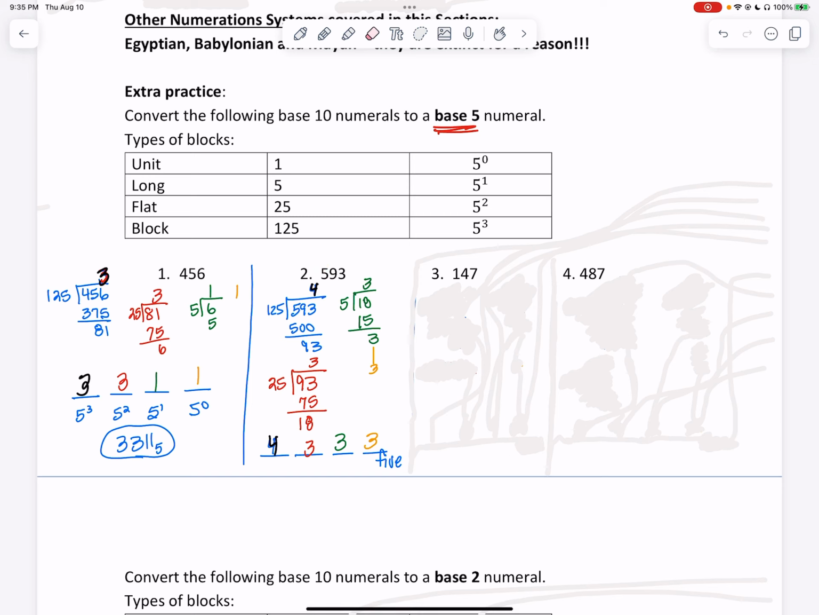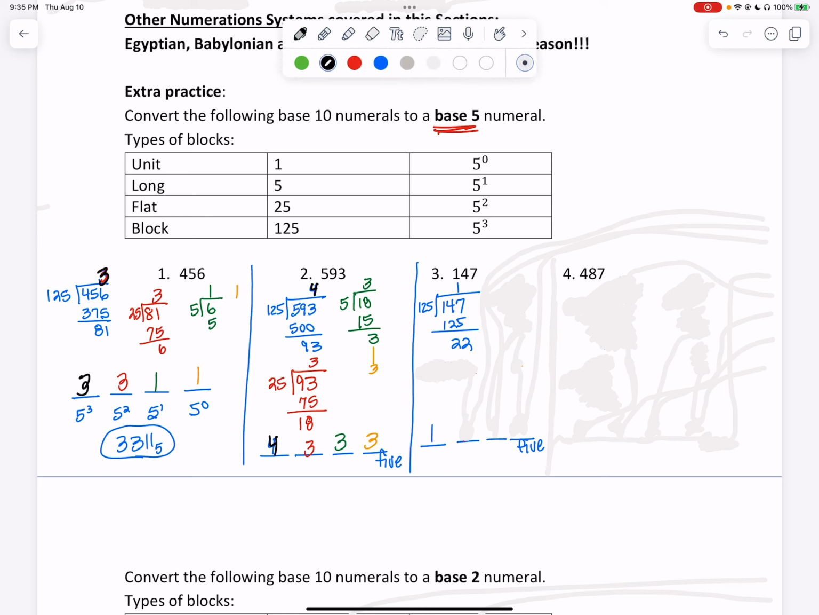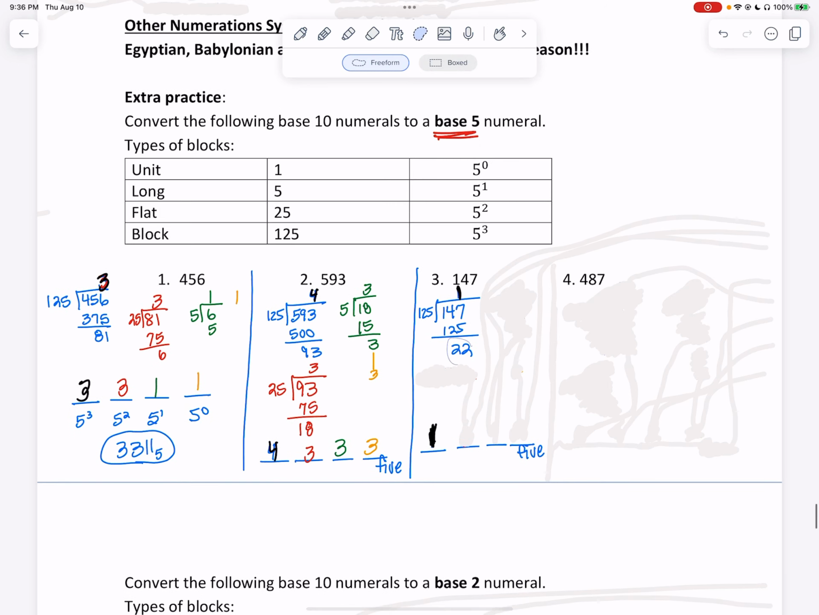Okay, so now we've got 147. Once again, 125 is our man, so we're going to divide 147 by 125. And that gives us our 1. So that's my 1 here. I'll put the 1. Okay, I've got 22 left over. That's my remainder. So I do another division, and this one I check off. Done.